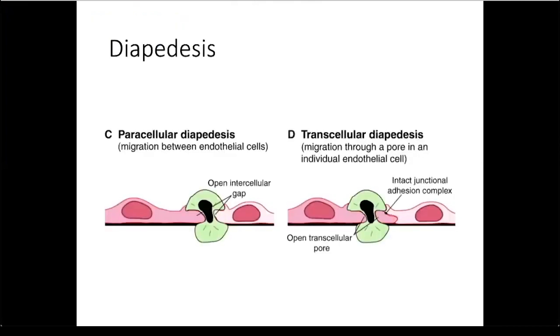This is an illustration of diapedesis. The green cell is a leukocyte. On the left, it is leaving the blood vessel by squeezing in between two endothelial cells. These are simple squamous epithelial cells that line the wall of the blood vessel. Another way that diapedesis can occur is by having the leukocyte squeeze through pores, which are called fenestrations, within the blood vessels in the endothelium.